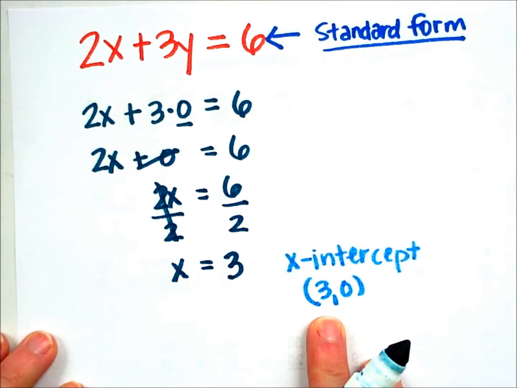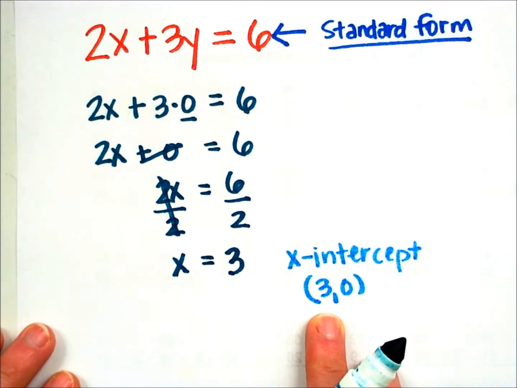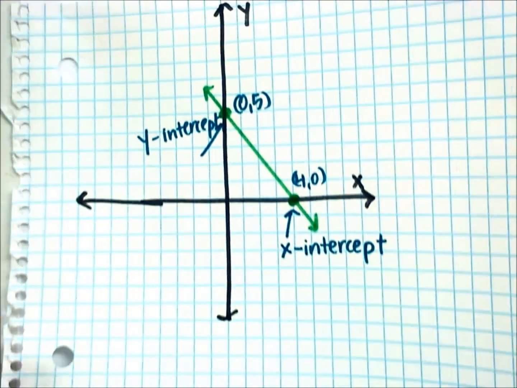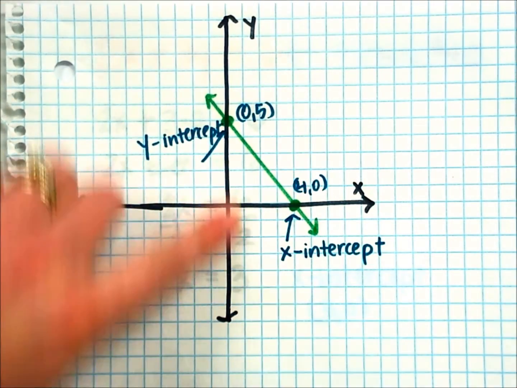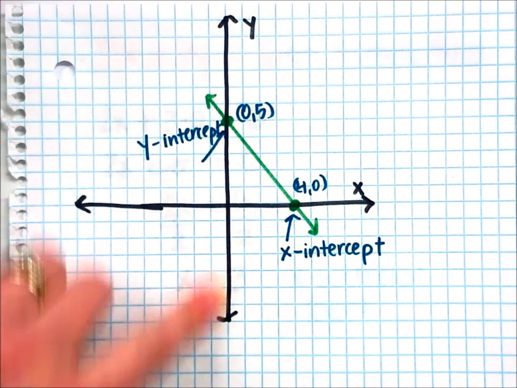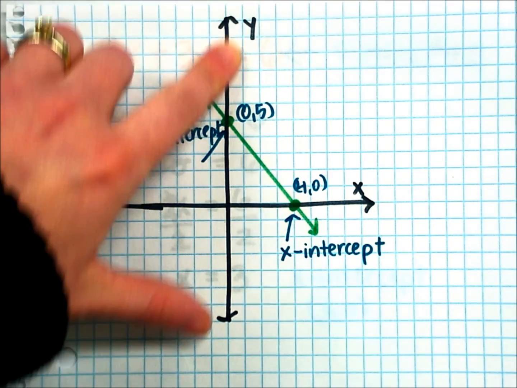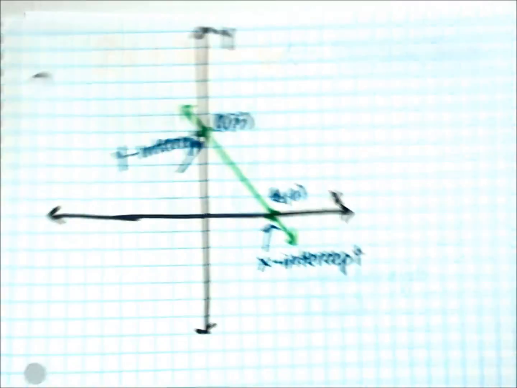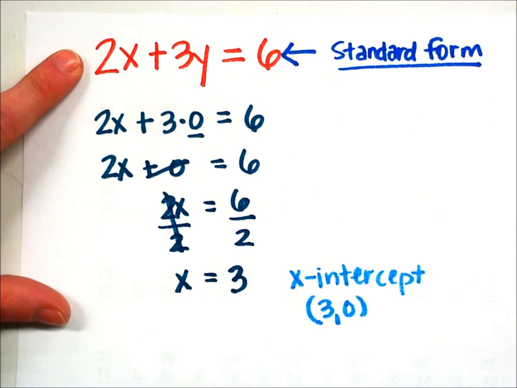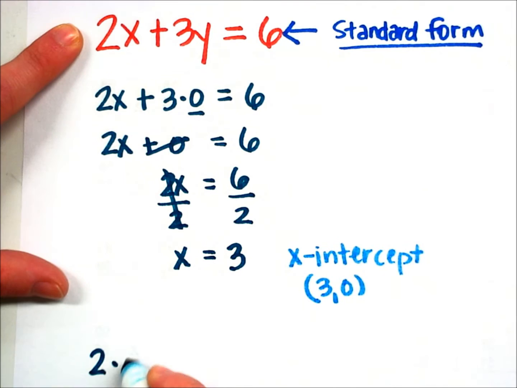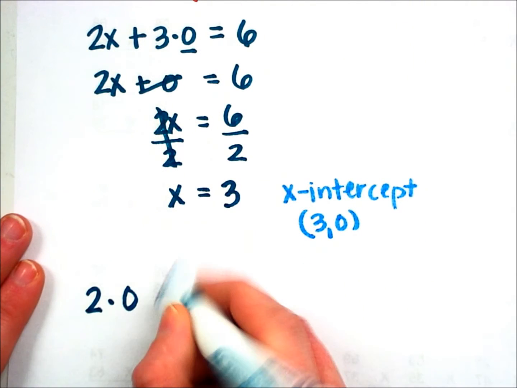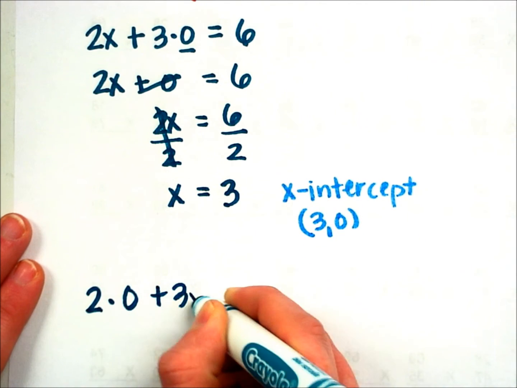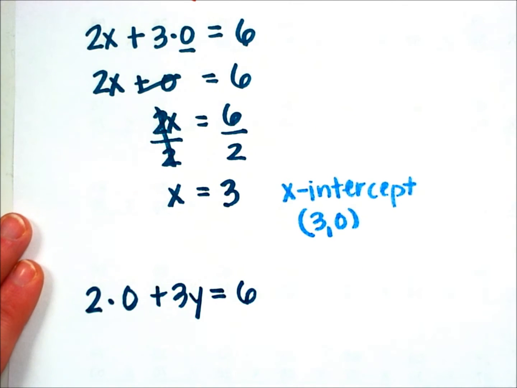So now that I've found my x-intercept, now I need to find my y-intercept. If you go back to the graph I showed you to begin with, remember that the y-intercept is going to be a point on the y-axis. All points on the y-axis have x-coordinates of 0. So I'm going to go back to my original equation, and this time in place of x, I'm going to put a 0. So I'm going to do 2 times 0 plus 3y is equal to 6.